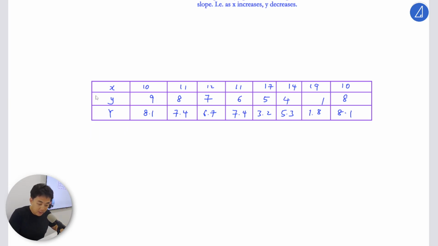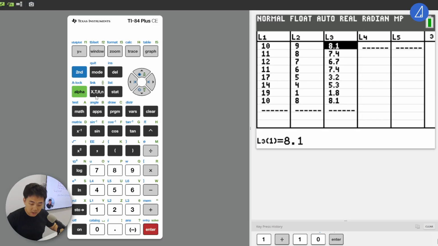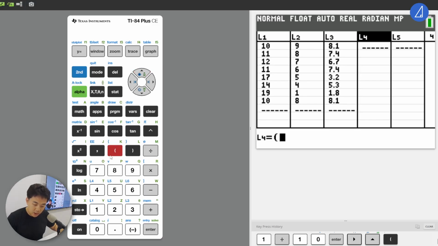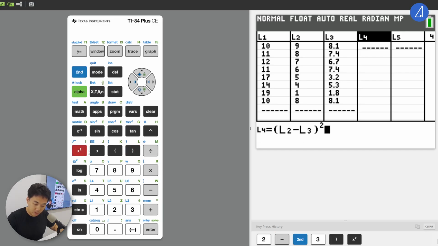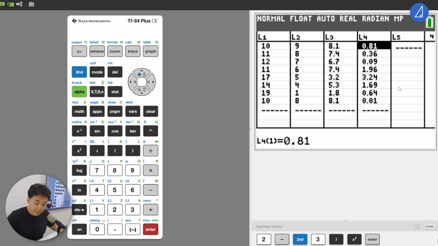What I'll do is this one, I'll put L4. My L4 is small y minus capital Y square. Okay. So meaning this guy is L2 minus L3 square. That's what I'm going to do. Then I'm going to sum them up. Okay. So from GC, right? You can manually calculate, or you can just use GC. You just put L2, which is L2 with Y value, minus L3, right? Then you square it. Press enter. These are the values here. L4 is what you want to sum, right?